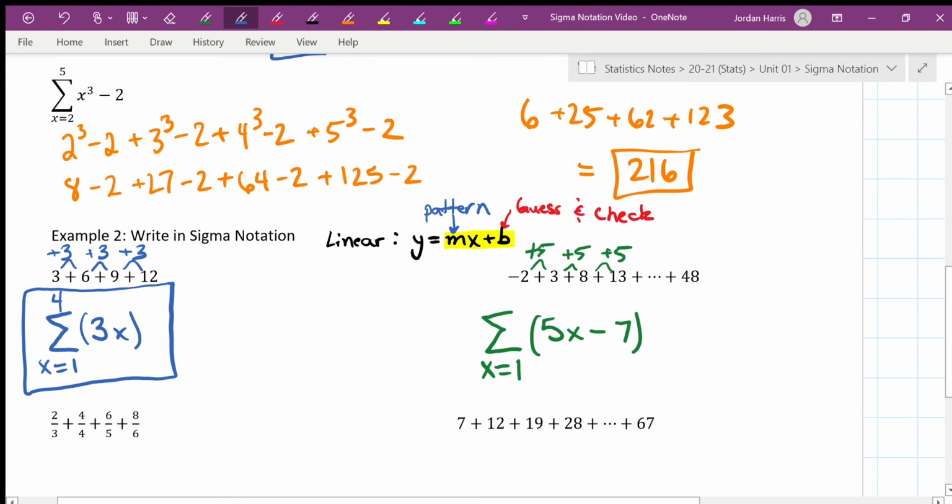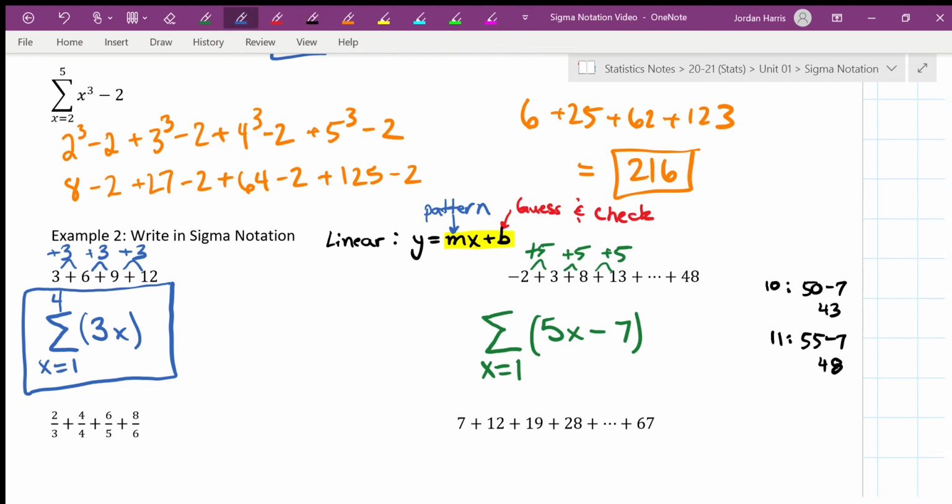So if I plugged in 10, just kind of on the side here, I would get 50 minus 7, which is 43. That's really close. If you notice the pattern, you'll know that that is 5 off, so I need one more in my pattern, so I'm going to go to 11. 55 minus 7 is 48. So that is where they want us to stop. That means my last number I plug in is 11.